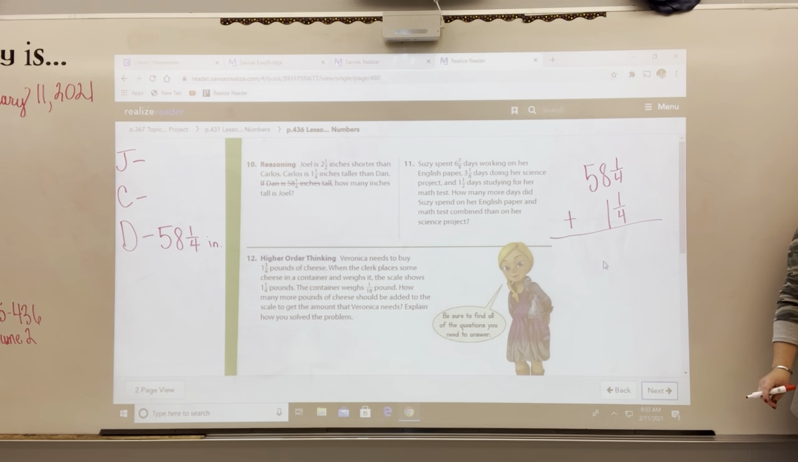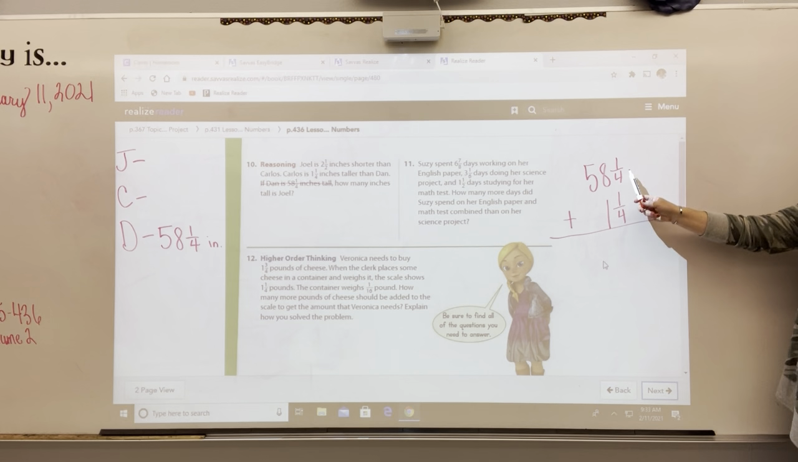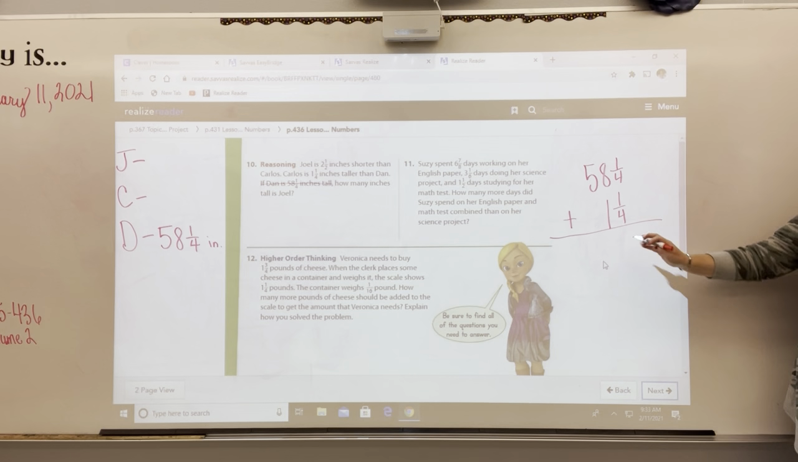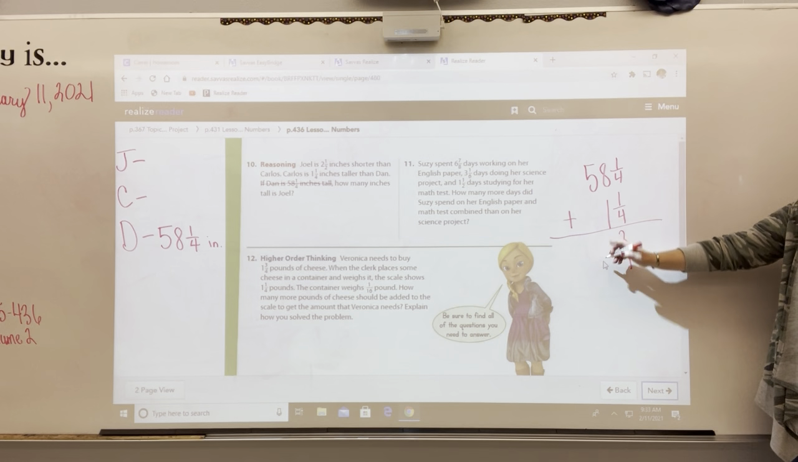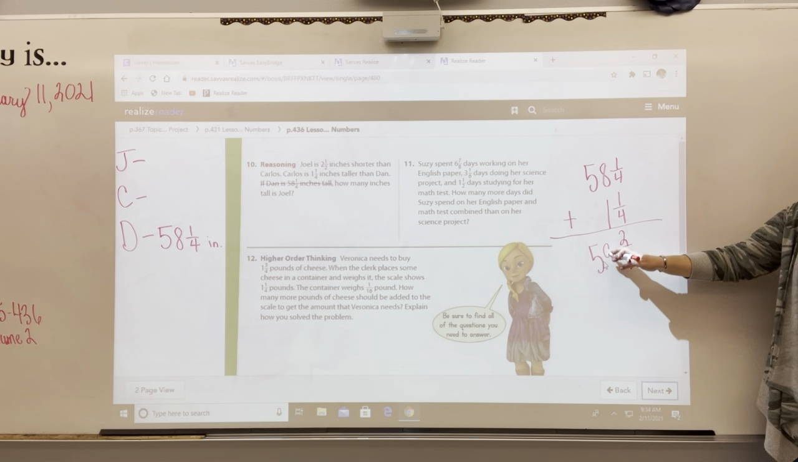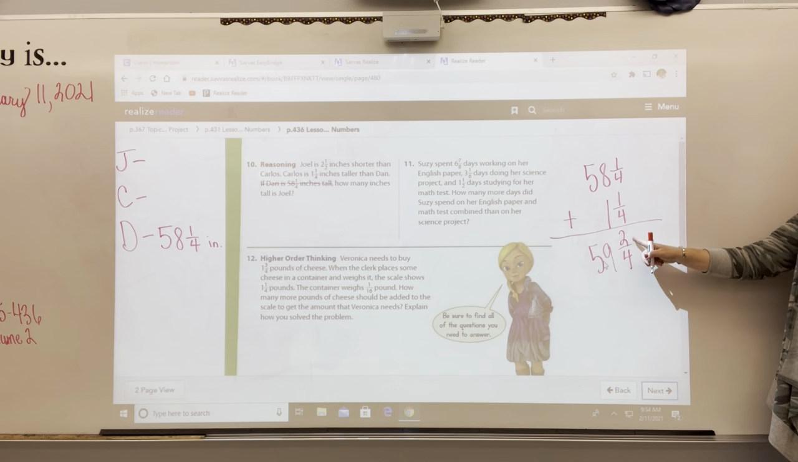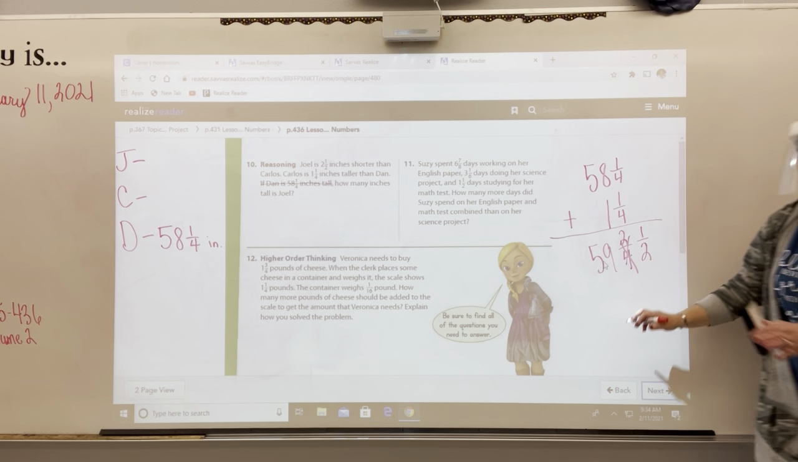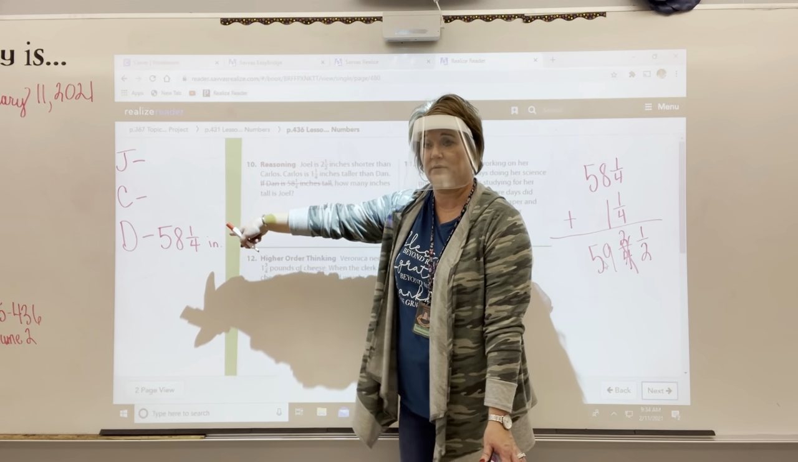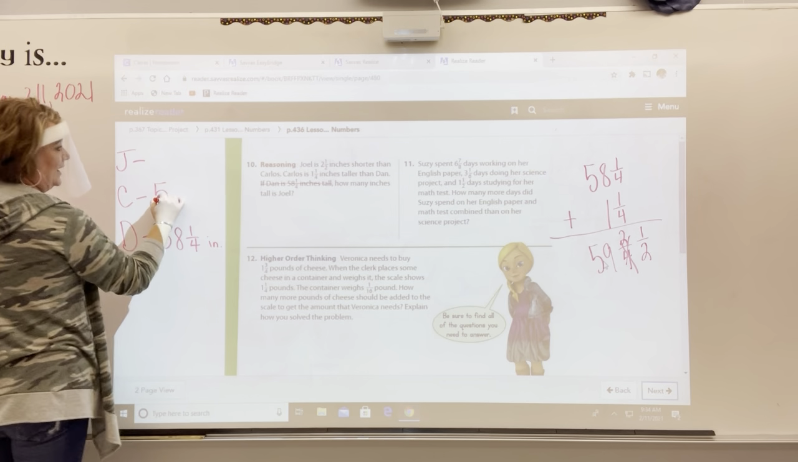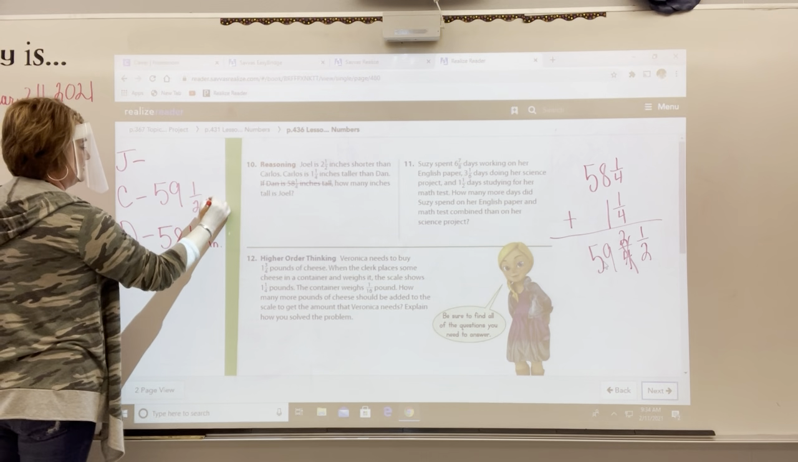Well, what do I like about this so far? It has the same denominator. So this ought to be easy to add. 1/4 and 1/4 is going to get me 2 4ths. And 58 plus 1 is going to get me 59. Do you like this answer? No. What can it be reduced by? Two. So how many times can 2 go into 2? 1. How many times can 2 go into 4? 2. There's your final answer for who? Who do I fill in now? Carlos. 59 1/2 inches.